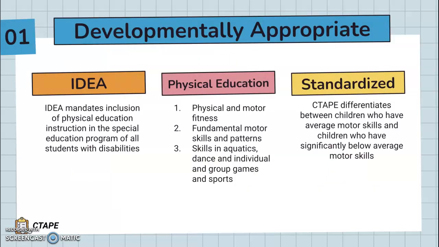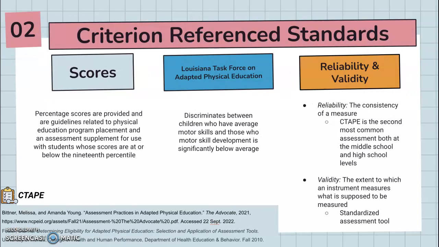First, it's developmentally appropriate. IDEA mandates inclusion of physical education instruction in special education programs of all students with disabilities. Physical education is defined as physical and motor fitness, fundamental motor skills and patterns, skills in aquatics, dance, and individual and group games and sports. The CTAPE is also standardized. It differentiates between children who have average motor skills and children who have significantly below average motor skills.